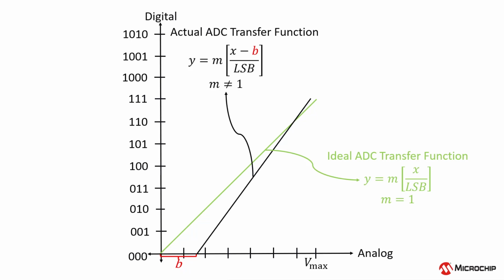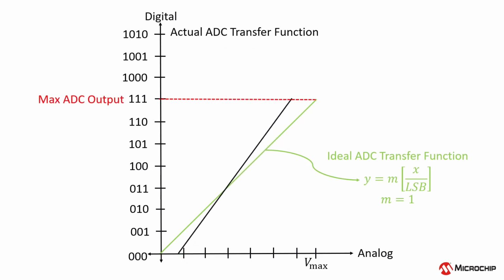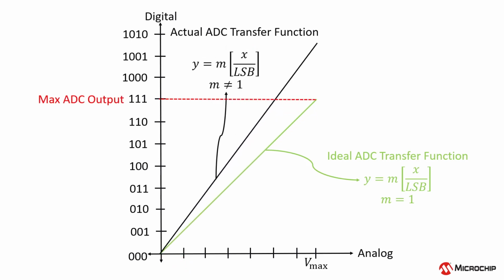To calculate the gain error, we begin by removing the offset. Here we see with a slope that is greater than 1, if there were an infinite number of bits, the ADC output for the maximum input would be greater than the maximum ADC output. This is how we will calculate the gain error. We will take the difference between the maximum ADC output and the output if there were an infinite number of bits. In this case, the error is 2.75 LSB.